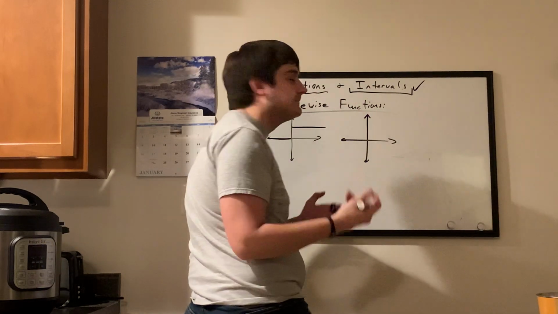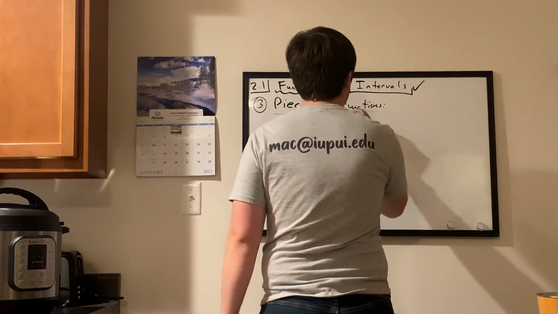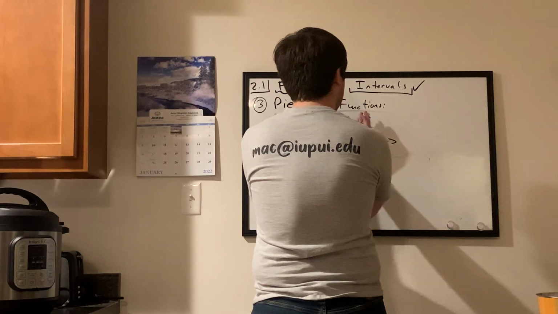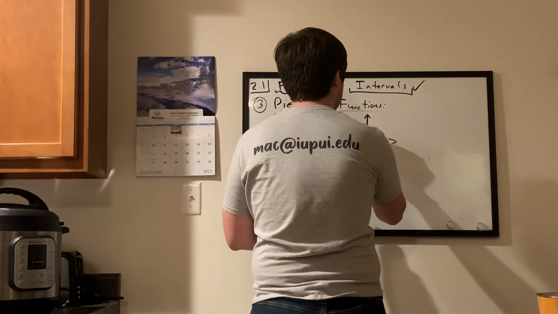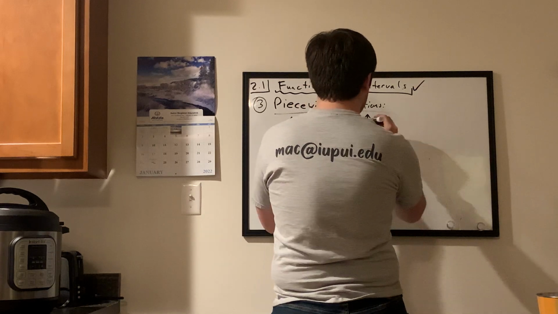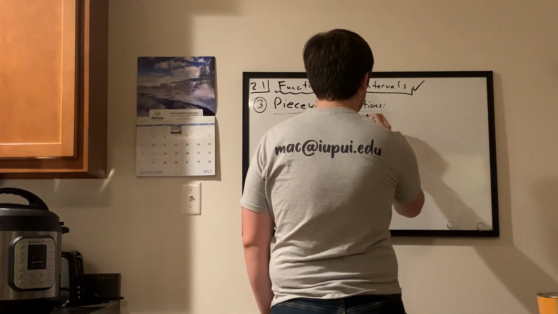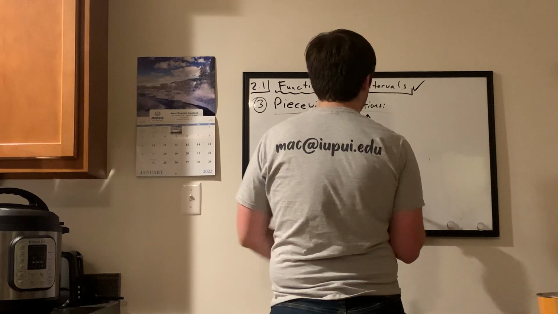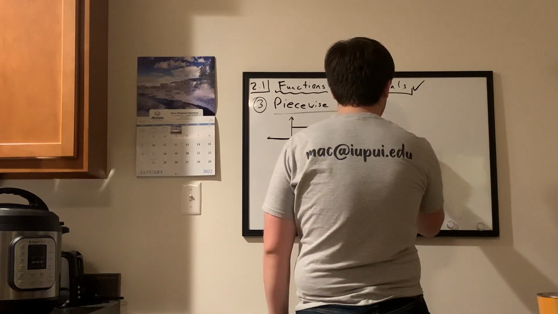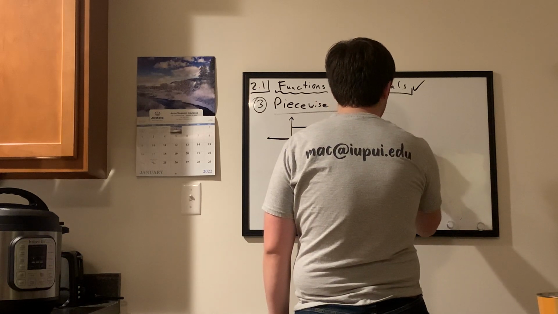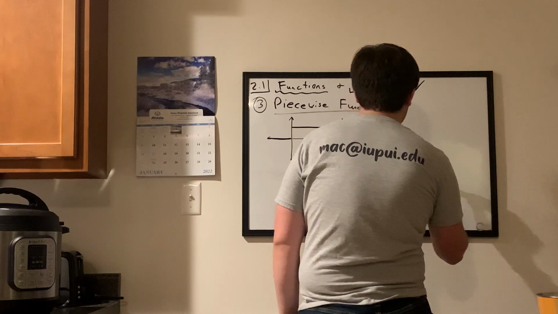Another example, maybe a crazier one, is to say, okay, I want everything over here to be doing this. I want everything here to be doing this. And I want everything here to be doing this.